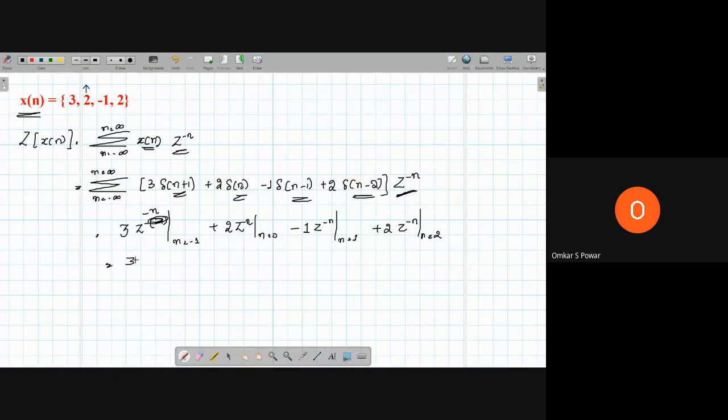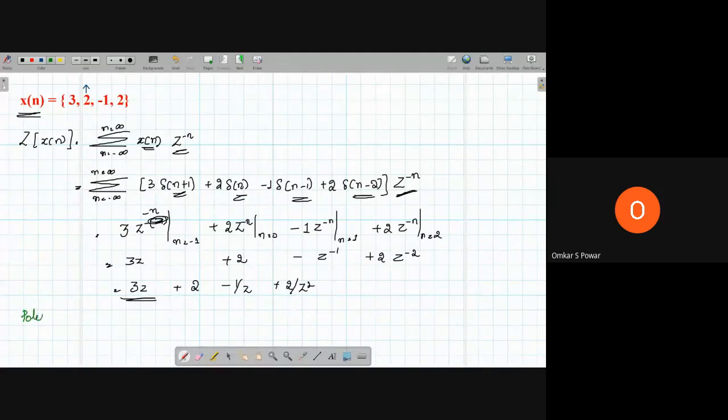We can simplify this as 3z plus 2 minus z to the power of minus 1 plus 2 z to the power of minus 2. You can write this as 3z plus 2 minus 1 by z plus 2 by z square. Now what do we have to find out? We have found our Z transform of the signal. We have to find out the poles and ROC.